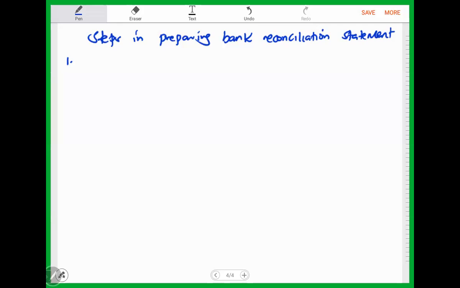Am I clear on that? Yes. Good. So number 2, compare the deposits and payments on the bank with the records in the cash book. Now we are checking to understand: do all the transactions that appear in the cash book as transactions that have been cleared in the bank actually appear on a bank statement? If that is so, then we are comparing.